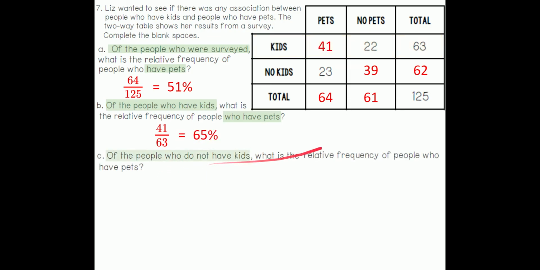Of the people who do not have kids, I'm looking at this row now. People who do not have kids, that's 62 people. What is the relative frequency of people who have pets? So 23 of those 62 have pets.